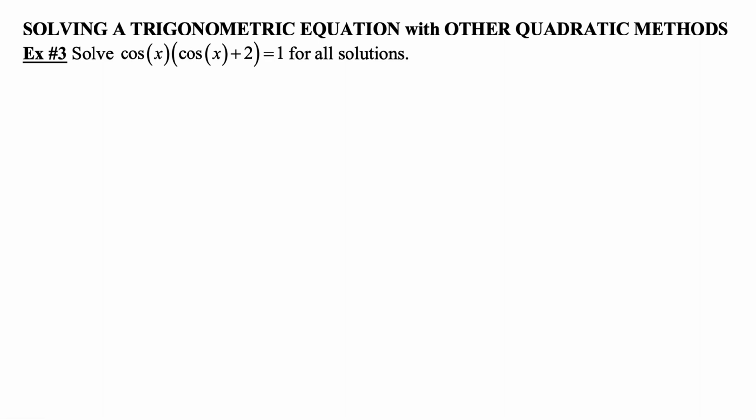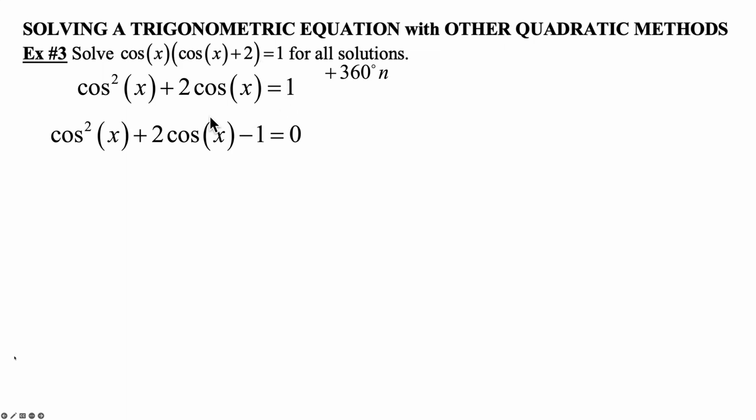Okay, example 3. Solve cosine of x times cosine x plus 2 equals 1. Oh, if this was only equal to 0, we'd already have it factored. You have to distribute into cosine x, and then we have to subtract over the 1. Again, we're looking for all solutions, so we're going to have to add 360n to our answers. Or if we get something like the previous one where they're all multiples of 120, we can shorten up our all solution possibilities.